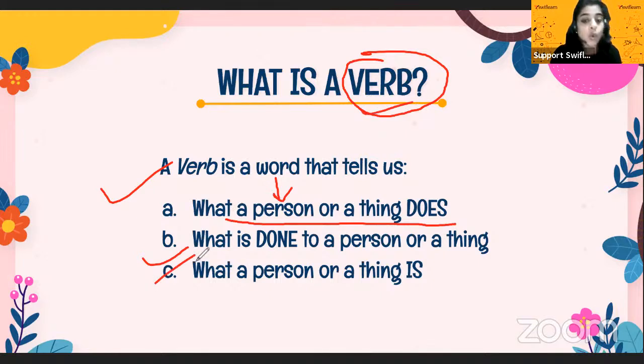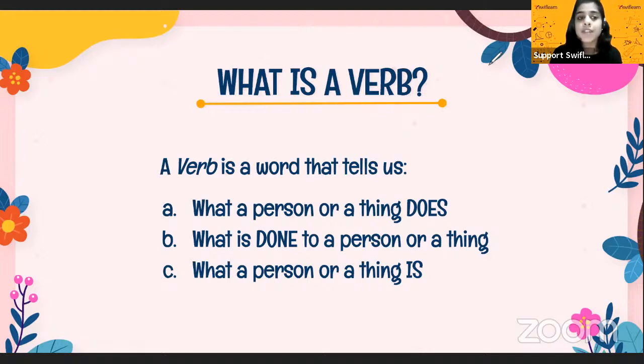Now, third one, what a person or a thing is. Now, there are different types of verbs. Some verbs are only going to tell you about what you are doing, what action you are doing, and some will tell you what you are or how you are. For example, I am a girl. So here, the word am, which I have used, is a verb, because this word am is helping me to tell that I am a girl. Who am I? What a person or a thing is. So I am a girl, he is a boy. So is, am.